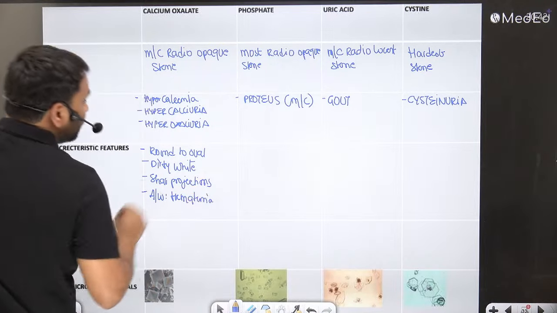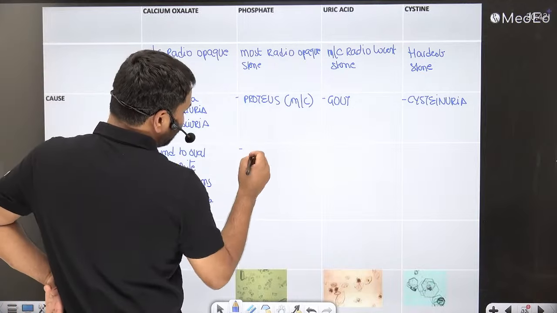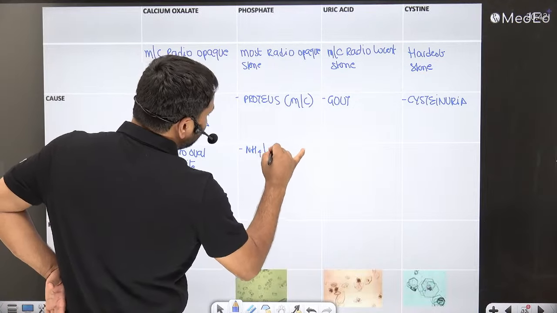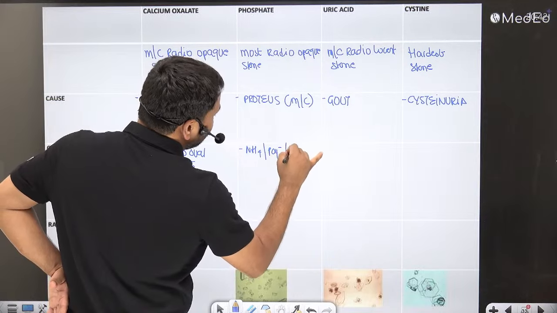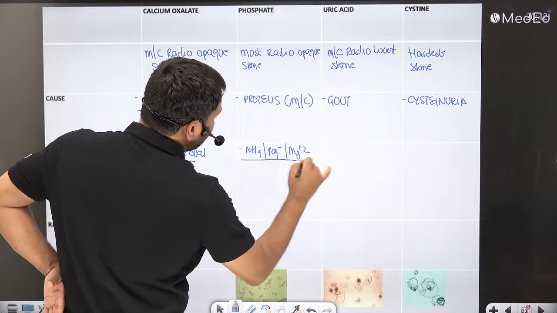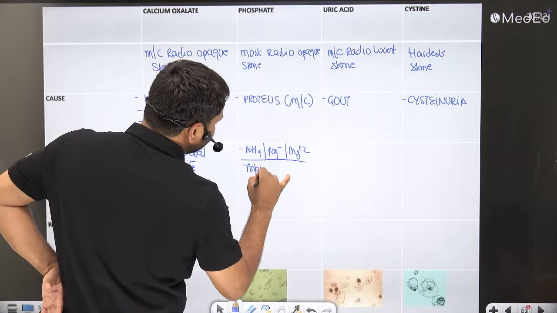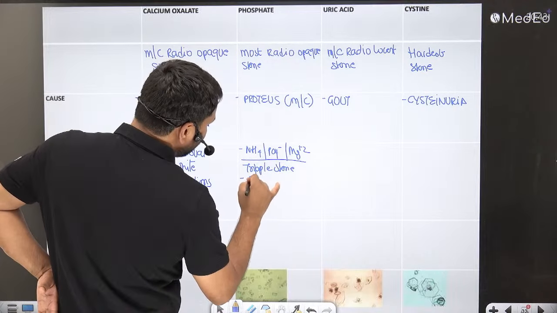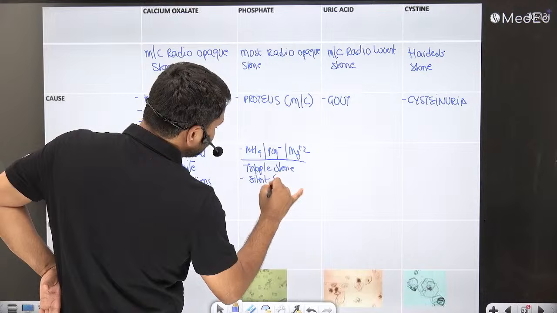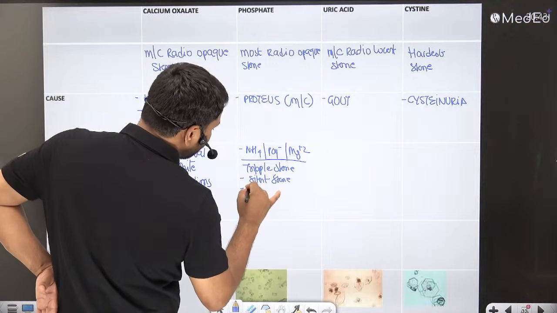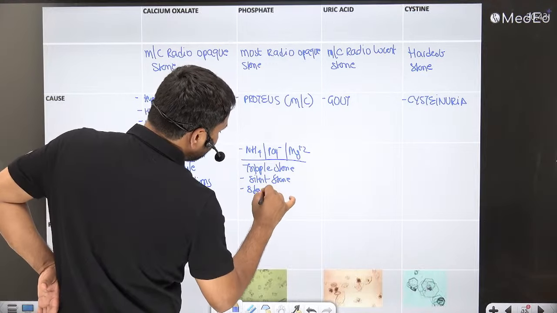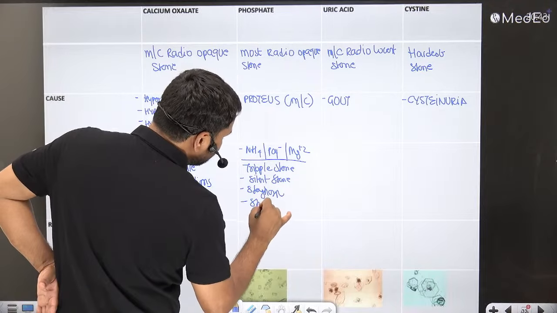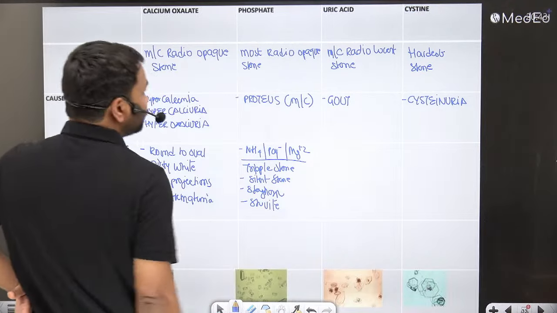Now, phosphate stones consist of three different crystals: the ammonium crystal, the phosphate crystal, and the magnesium crystal. So, they are called the triple stone. The other synonyms that you need to know: they are also called the silent stone, the staghorn calculi, and the struvite stone.